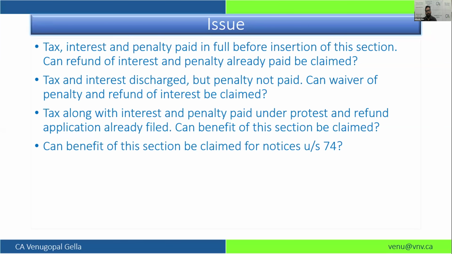Can the benefit of this section be claimed for notices under Section 74? No. For Section 74 cases, which come under fraud, the benefit of this section will not be available. Another important thing which we need to understand is that in case erroneous refund has been given to you, this section is not applicable. It is applicable only in cases where a notice under 73 has been given to you, in case you have tax short paid, non-paid, or you have claimed ITC wrongly, wrong availment of ITC, wrong utilization of ITC. For erroneous refund, this section is not applicable.